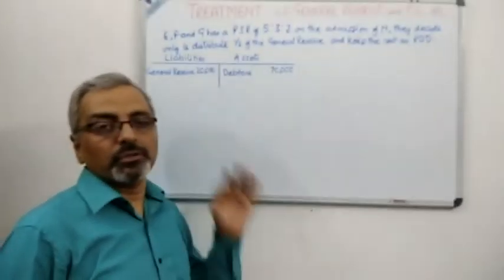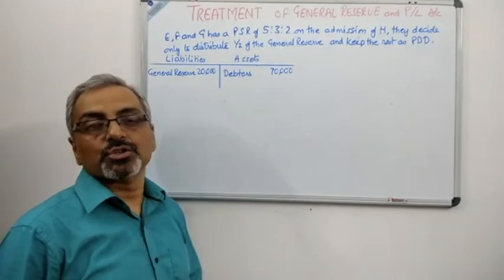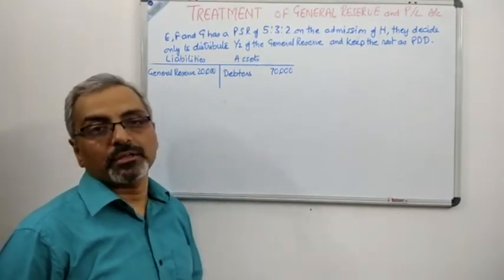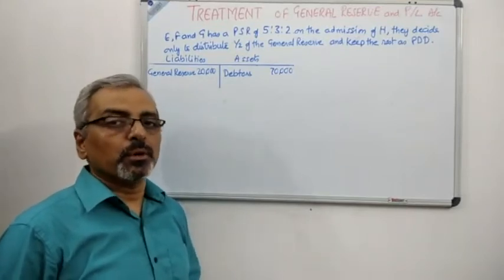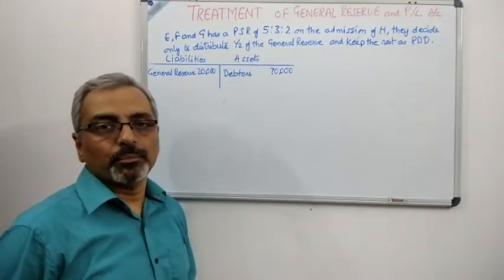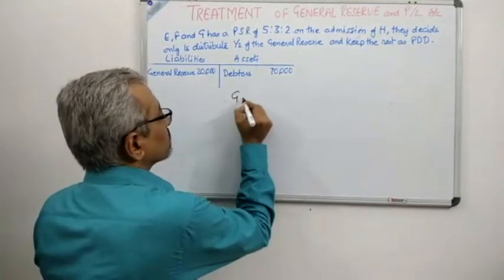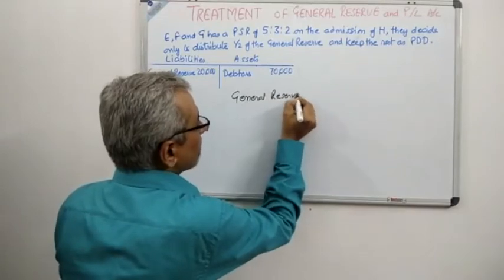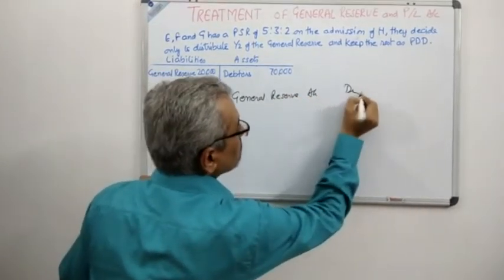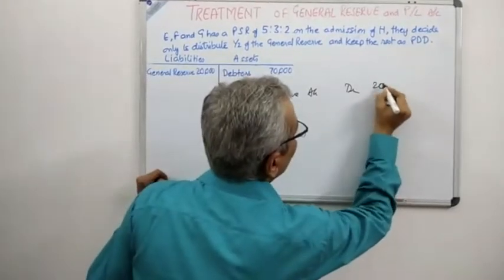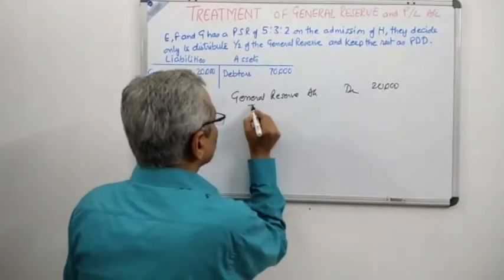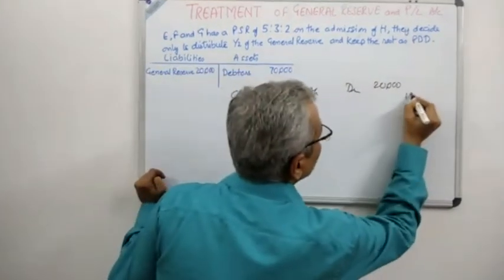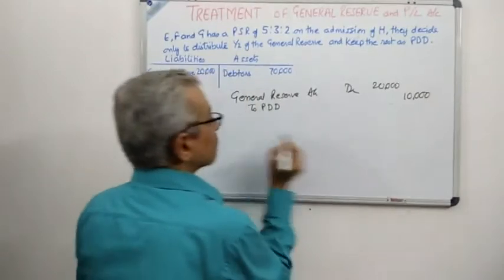You can see very carefully the balance sheet extract shows you a general reserve of 20,000 and an asset, that is debtors, of 70,000. So let us do this with a single journal entry, which is a very simple one. The journal entry will be general reserve account debit. How much is the amount? 20,000. To provision for doubtful debt. What is 50% of 20,000? 10,000. So that will be kept as a provision.